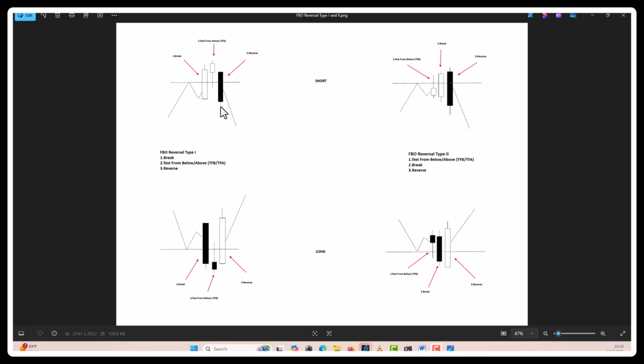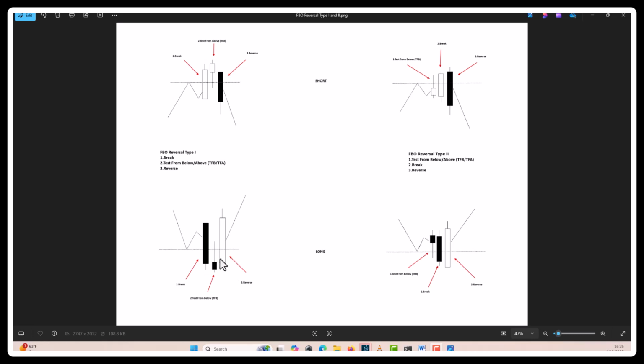Alright, so we see right here. That's the short setup, right? It breaks, tests from below, and then it reverses. The test from below can happen more than one time. Normally you see it one time, but sometimes it happens 2 times, even 3 times. But the more it tests, the more the next move, the reverse move, is very fast, very furious. Basically, the more it traps liquidity, the better the distribution move, it becomes very fast and furious.